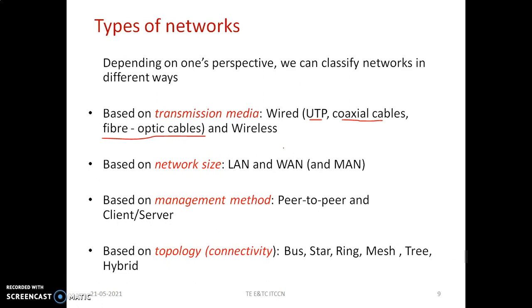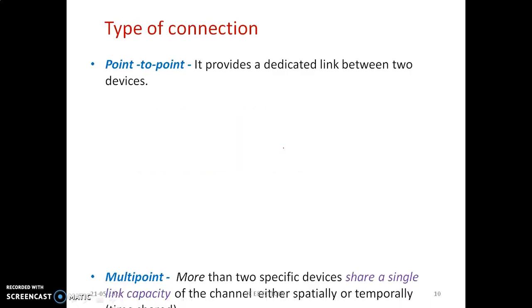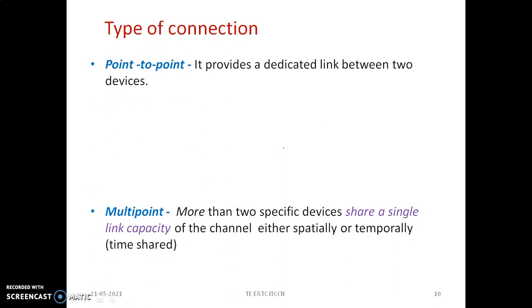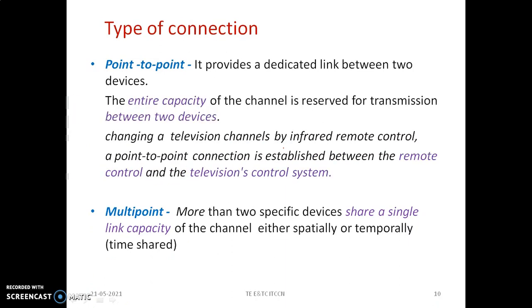Based on the topology and connectivity, that is, how these nodes are connected geographically or physically, the networks can be classified as bus topology, star topology, ring topology, mesh topology, tree topology, or a combination of any 2 or 3 topologies. Then it becomes a hybrid network. Again, when the connection is held between the different nodes within a network, the connection can be point-to-point communication, or it can be multi-point communication.